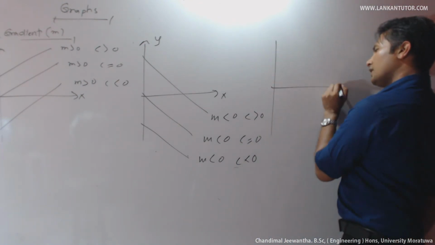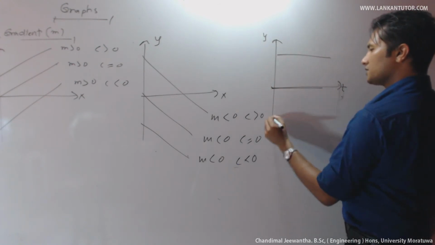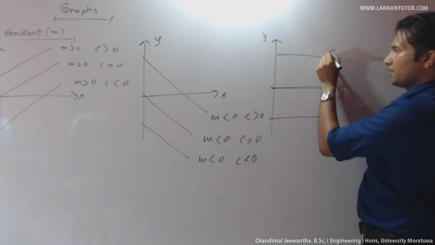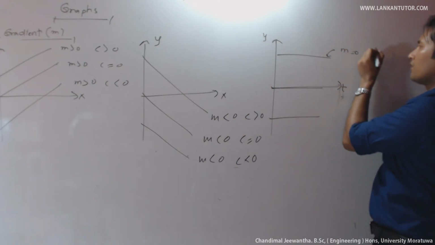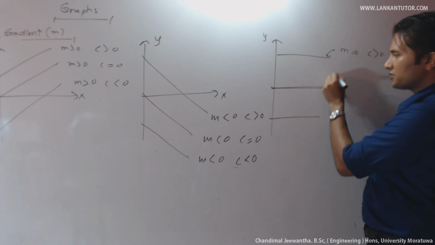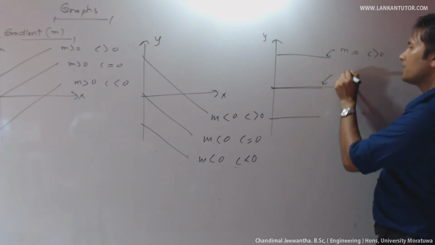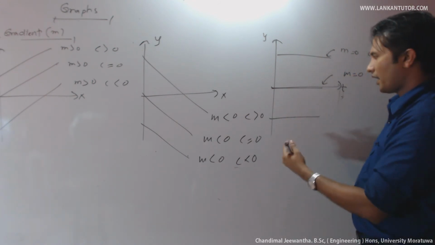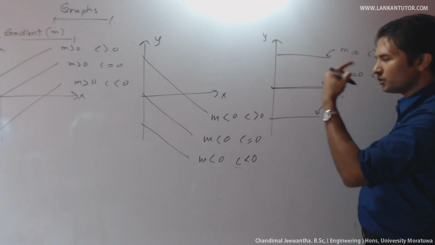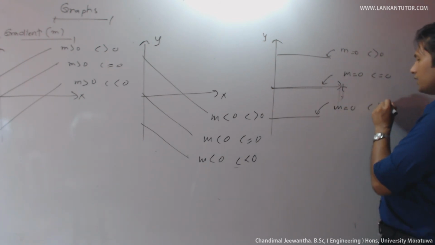Now go on to the last set. That is just like this. What happens here? Here 0 gradient and the intercept is positive. Here both gradient and the intercept have the same value, 0. Here 0 gradient, negative intercept.